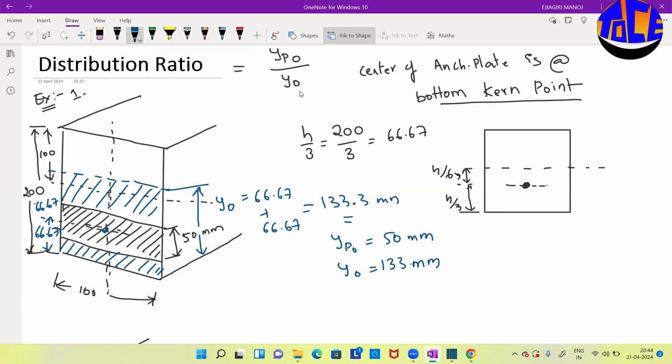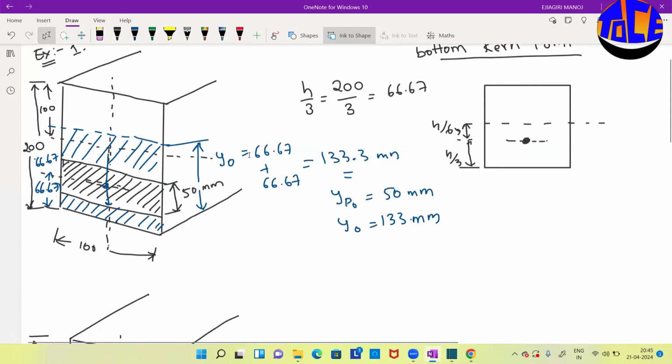So you have to take the y0 distribution equal from the center of your plate. From the anchorage plate, y0 should be the same in both directions. We took 66.67 downward, so the top should also be 66.67. Okay? So the combination of that will be y0. I hope that is clear. Let us see a further example, it will become even clearer.